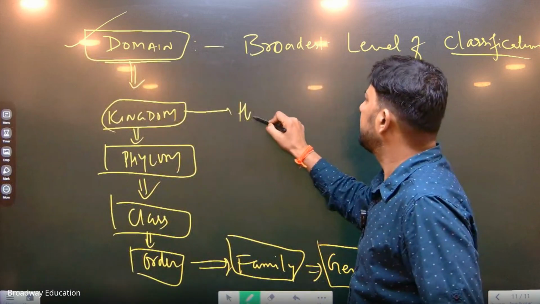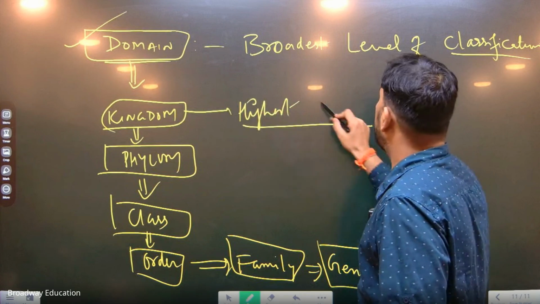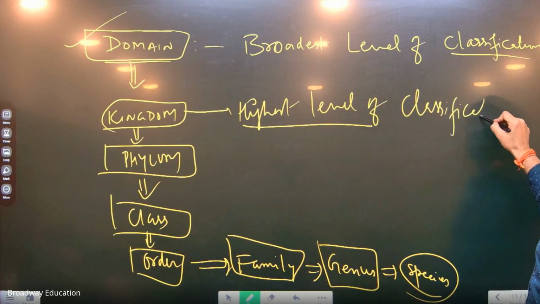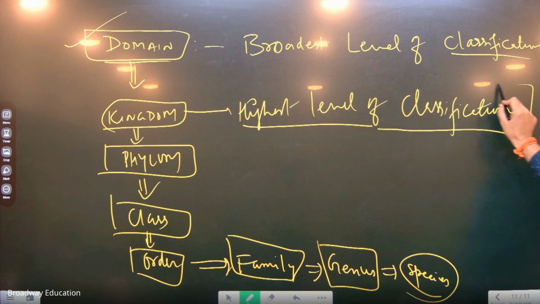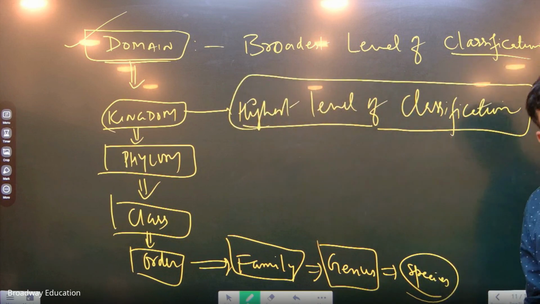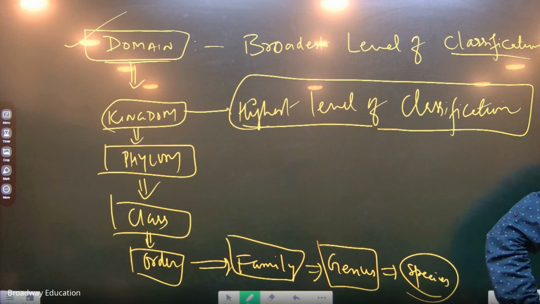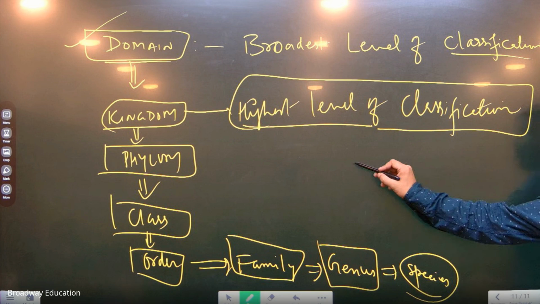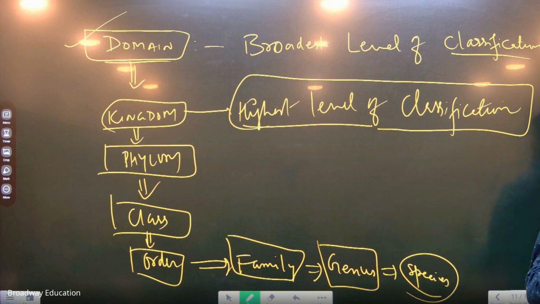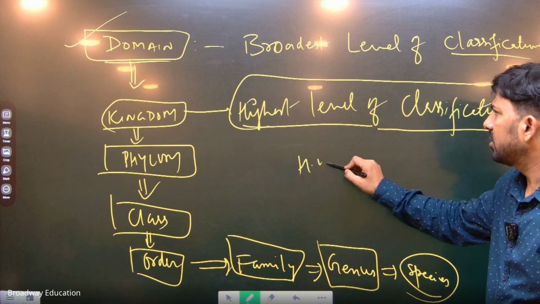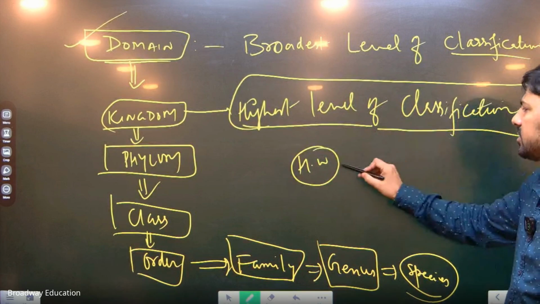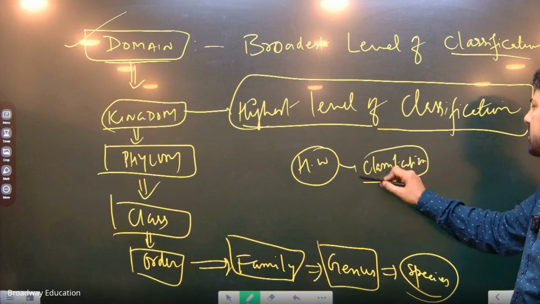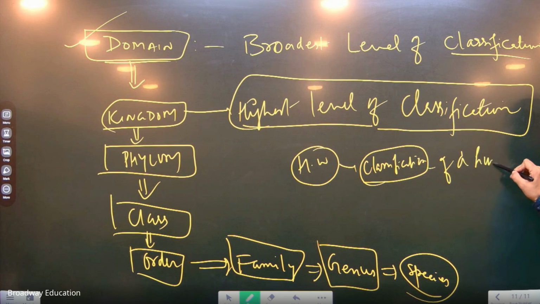So this is the highest level of classification. Is this part clear? Highest level of classification is what? The kingdom. Understood? What I would say to you all, you do one homework over here. It will give you a very clear picture. Your homework will be the classification of human beings. You please do that. Classification of a human. Is this part clear?